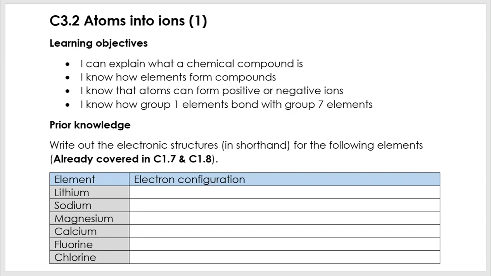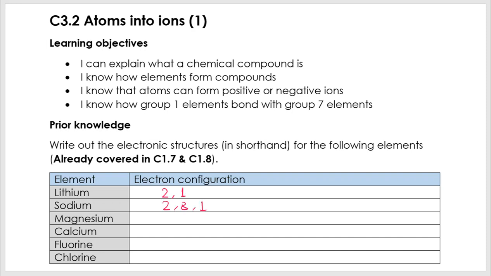The objectives: we need to know what chemical compounds are, how elements form compounds. We're going to look again at the formation of positive and negative ions. We've already seen that back in chapter 1. And knowing how group 1 elements bond with group 7 elements. So first activity here is to work through some electron configurations.